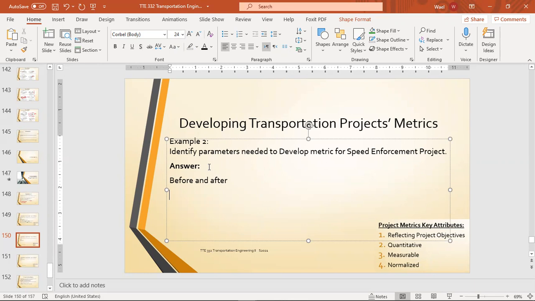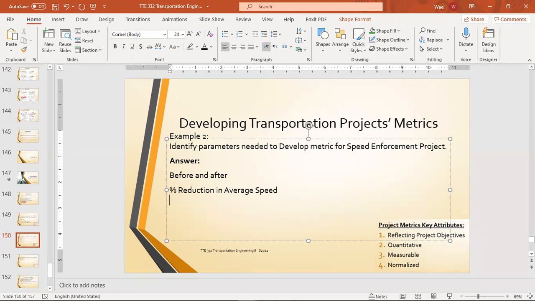We put before and after. Then what? We can measure the percent reduction in average speed. This is what I said at the beginning, Doctor. But you are not explaining it precisely. We need to measure the percentage of reduction in average speed.